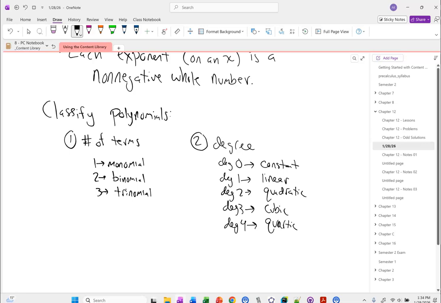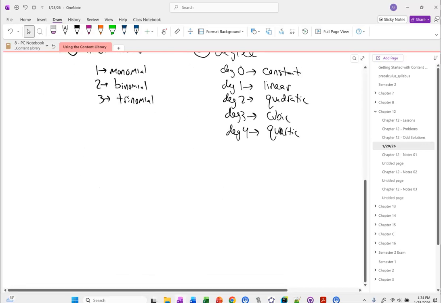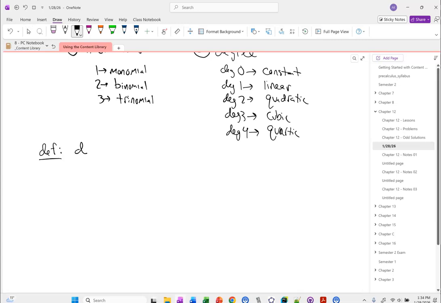Now, you guys talked about how to find the degree of a polynomial last year, right? In your Algebra 2 class. Does anybody remember how to find the degree of a polynomial? Yeah, so we need to be a little bit more careful than just saying highest exponent, right?